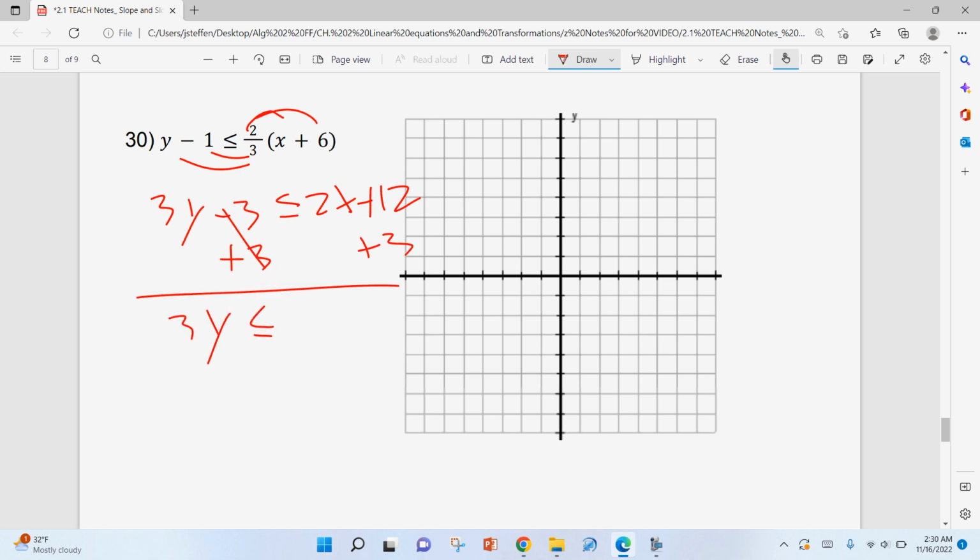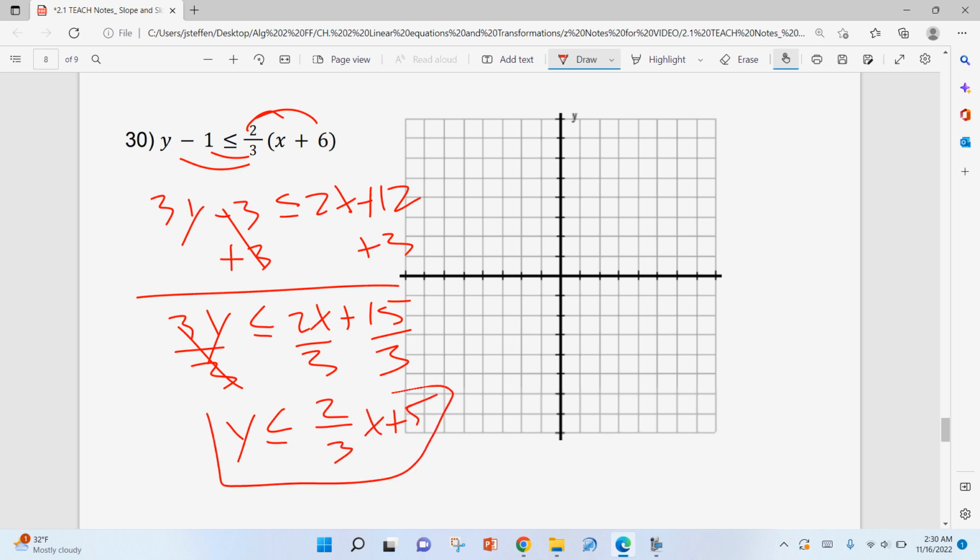3y is less than or equal to 2x plus 15. There's actually a way to graph point slope form, and it's not really even that difficult, but it's a little bit confusing, and I've seen people that when I teach that, then they start missing other ones because it's just an extra thing to remember.